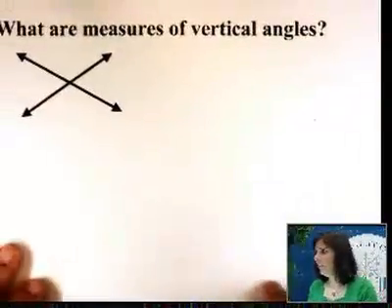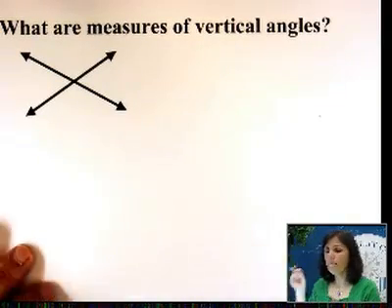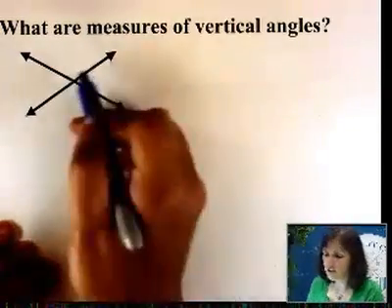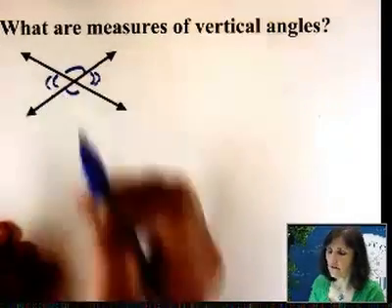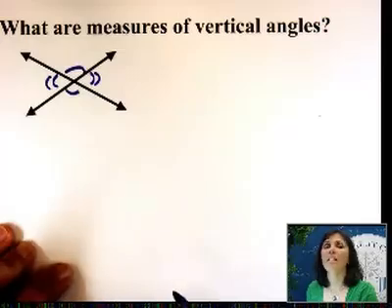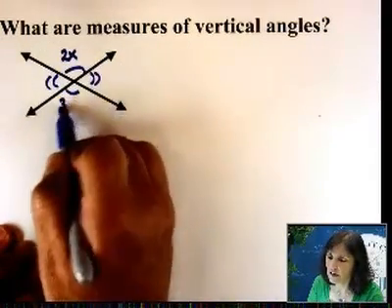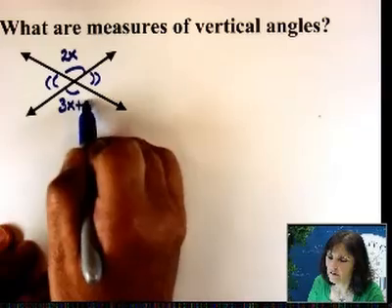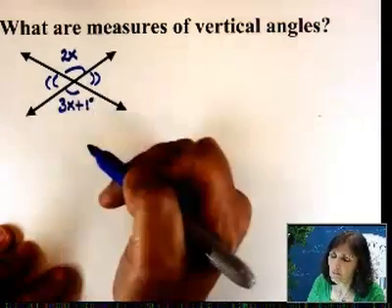All right, vertical angles. These are a little bit funky, but sometimes they may say it. Understand that these two are the same and these two are the same. They may give you things that are kind of funky. Let's say 2x degrees and then 3x plus 1. Okay, what does that mean? And these are all in degrees, for example.